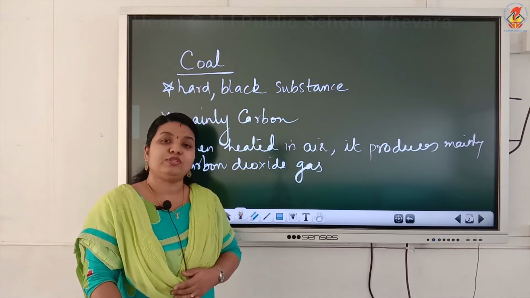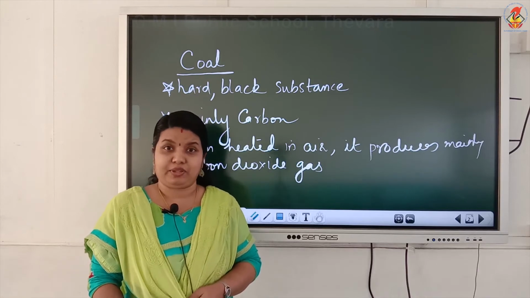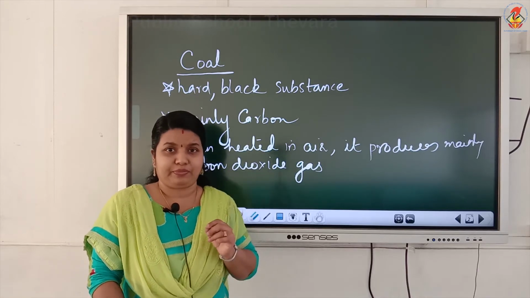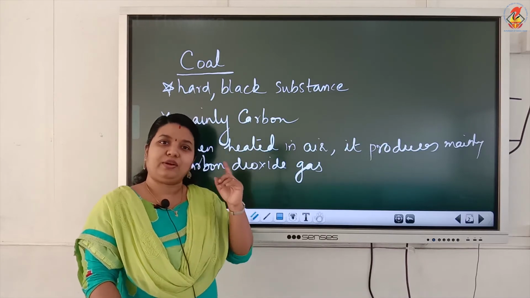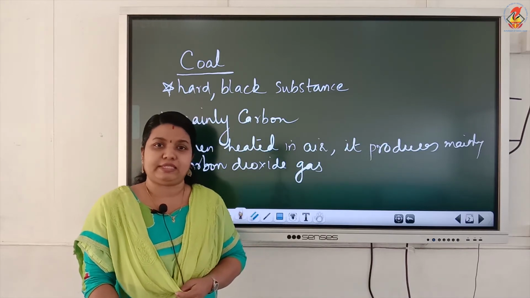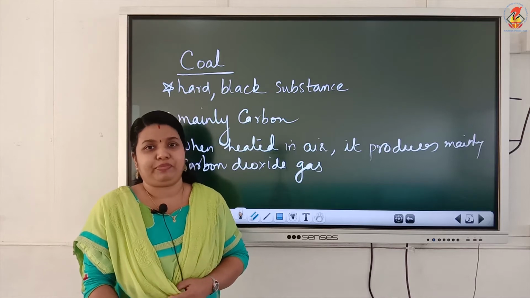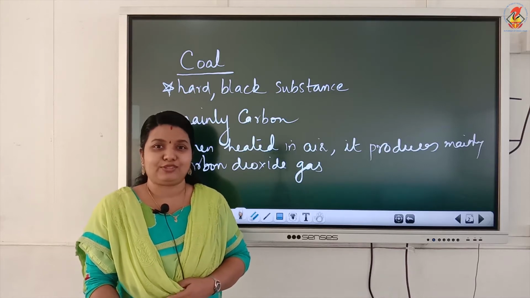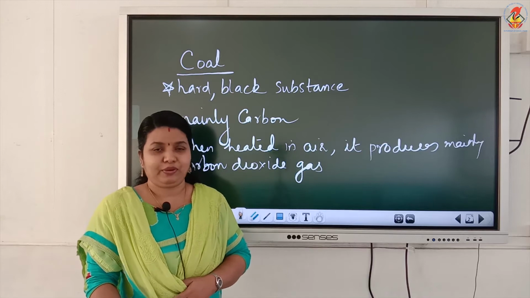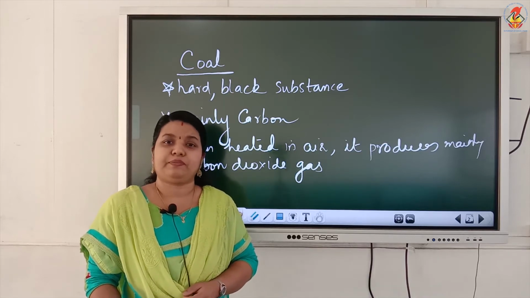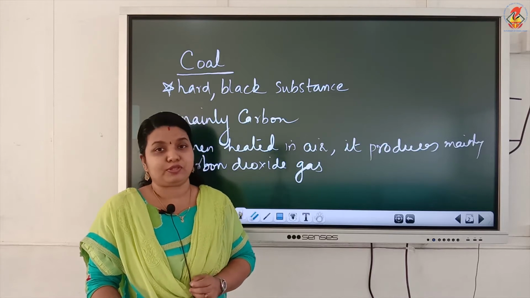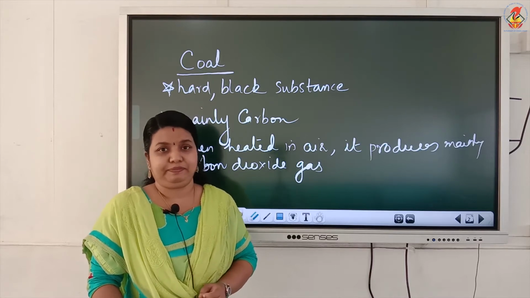Earlier, coal was used in railway engines. I hope you know this, and we call that engine a steam engine. Earlier, coal was used in railway engines to produce steam that is used to run the engine. So it is called a steam engine.